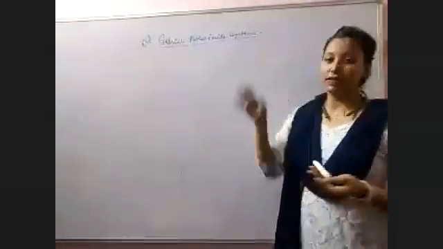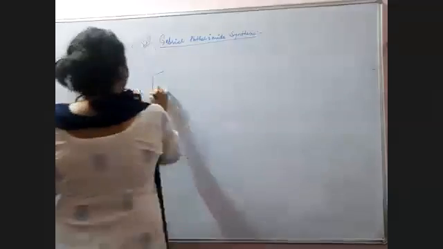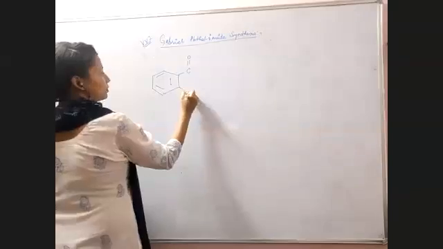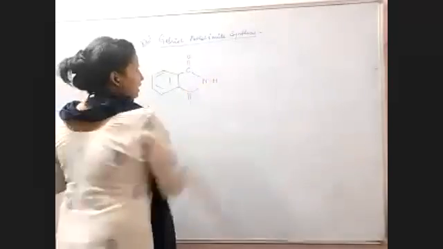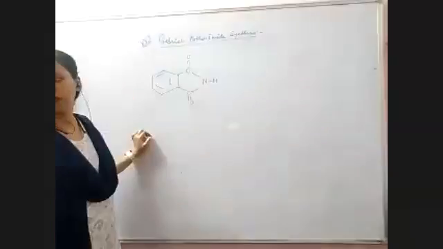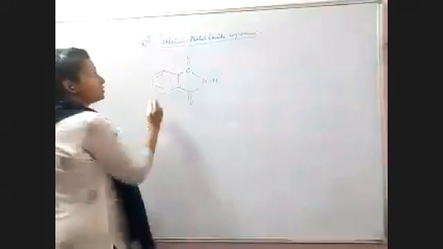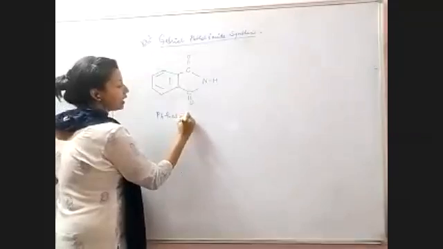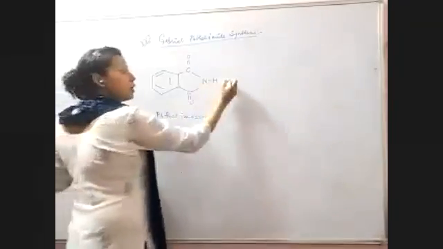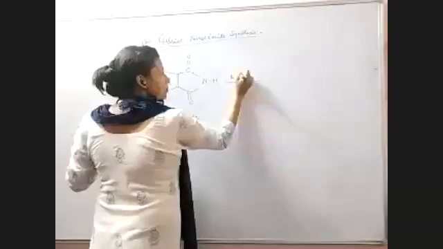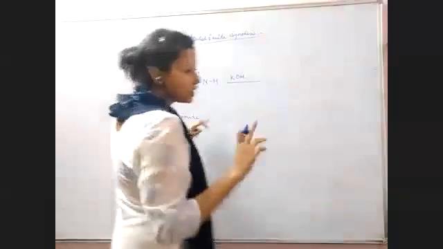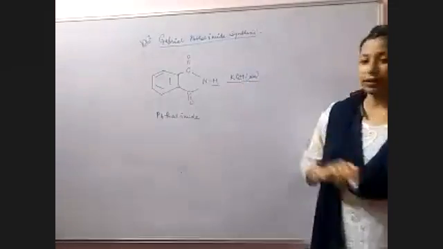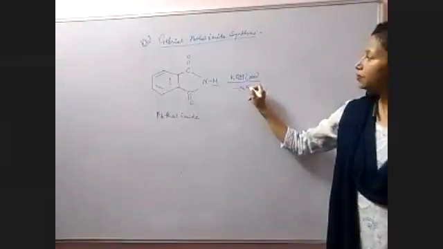Now, Gabriel phthalimide synthesis is what? First of all, we'll have to start with phthalimide. Look first, okay? C double bond O, C double bond O, NH. Don't do anything, please look up. इसका नाम है phthalimide. We need to treat this with KOH, that is alcoholic potassium hydroxide. What will happen? Water निकल जाएगा. So minus H2O.